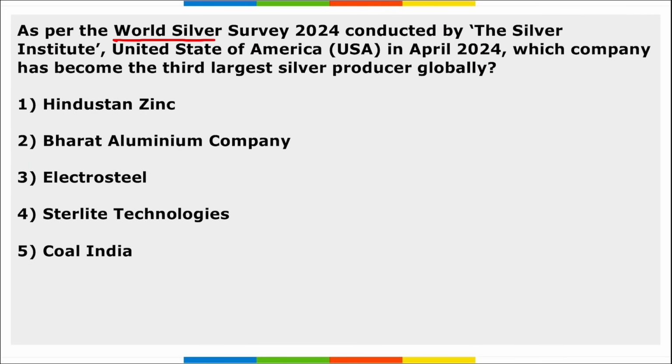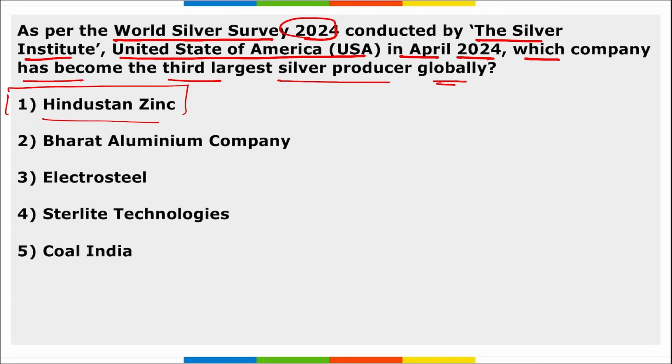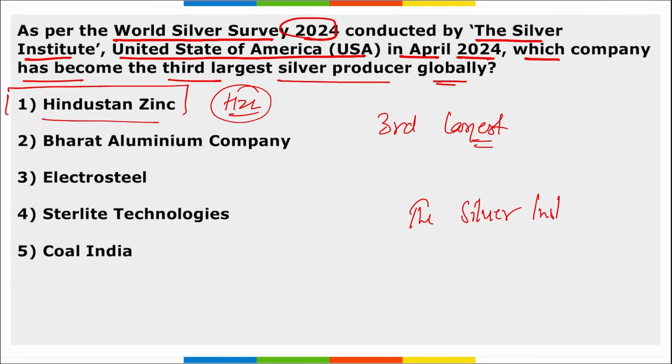Next, as per the World Silver Survey 2024 conducted by the Silver Institute, United States of America, in April 2024, which company has become the third largest silver producer globally? It is our Hindustan Zinc, HZL, that is Hindustan Zinc Limited. It is a Vedanta Group company, and now they have become the third largest silver producer globally. This was as per the World Silver Survey report released by the Silver Institute of the United States of America.